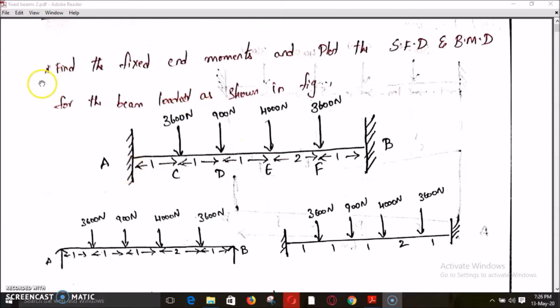So here the first example is: find the fixed end moments and plot the shear force and bending moment diagrams for the beam loaded as shown in the figure. So this is our given fixed beam with different load cases, and these are the corresponding spans.